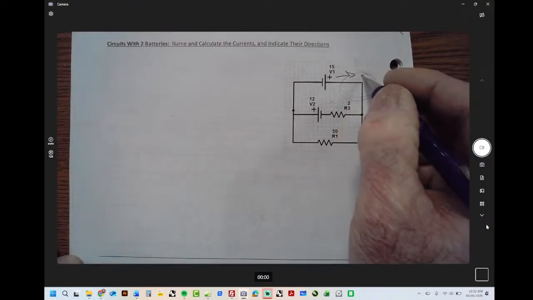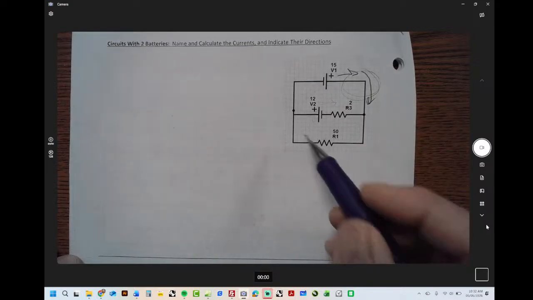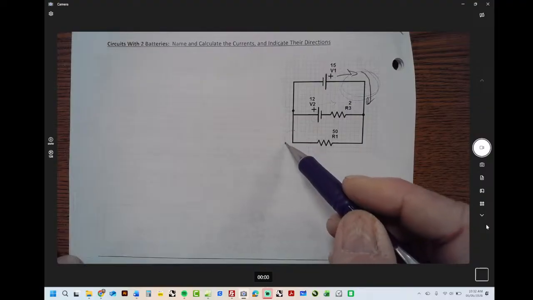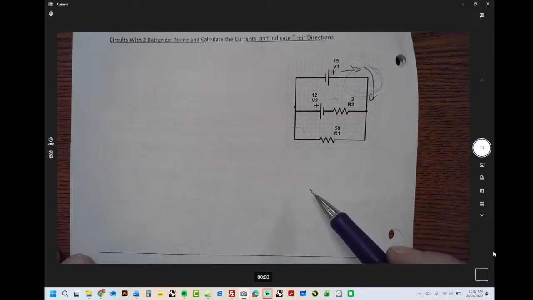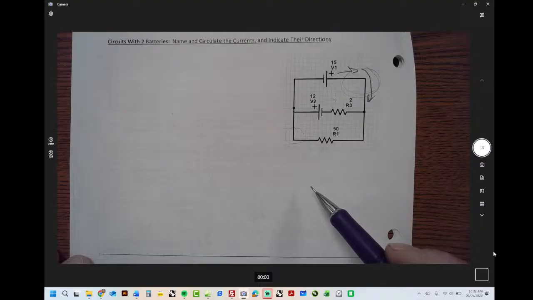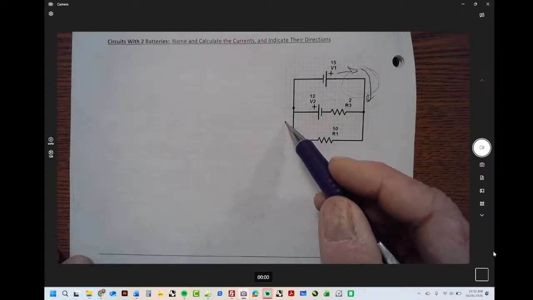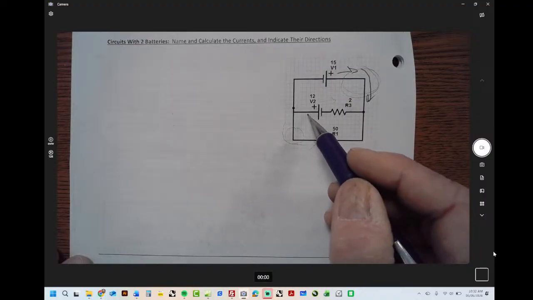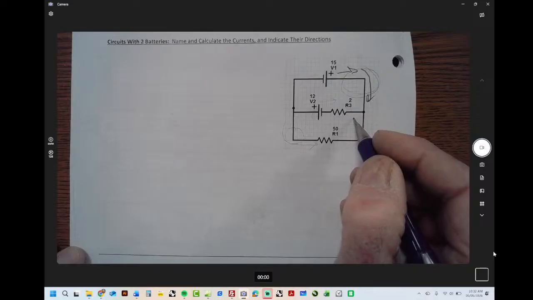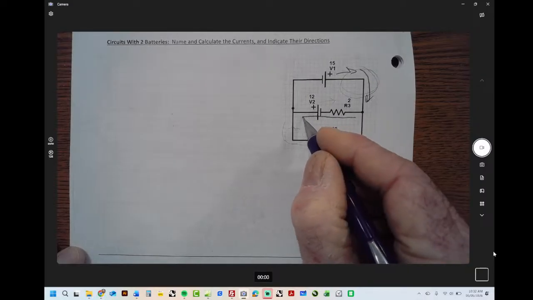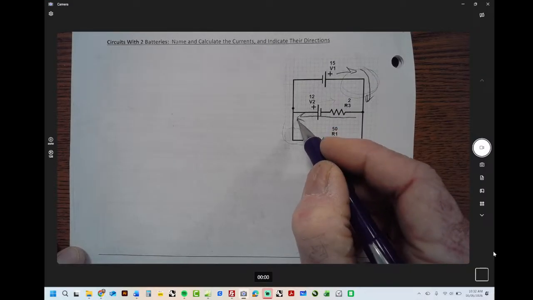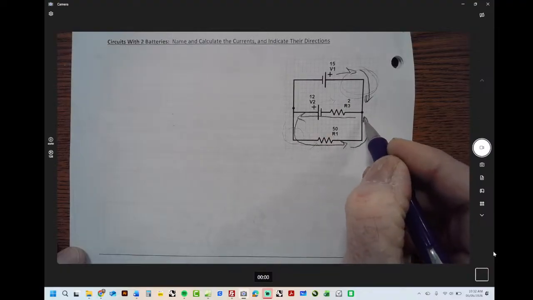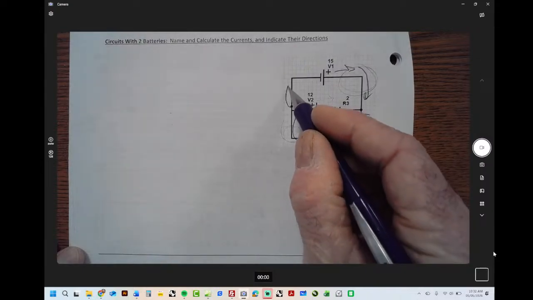So it's going to go like this, and it's going to go around here. And how about over here? Which way do you think it's going to go? Clockwise or counterclockwise? Counterclockwise, like this. So what might happen is, let's pretend, let's say the current goes through here, and then it splits, and it goes around like this, and then back in, and then the current through here goes like that.